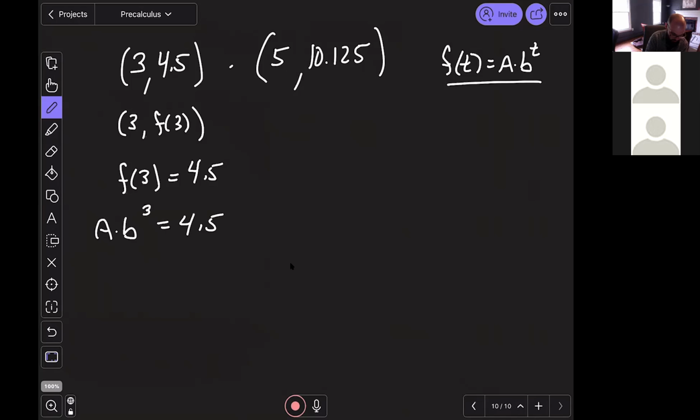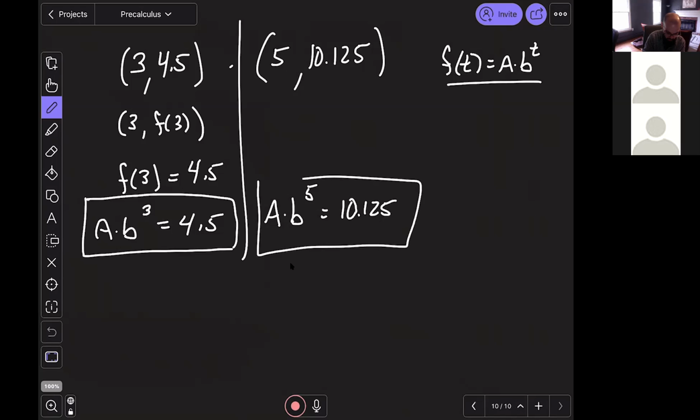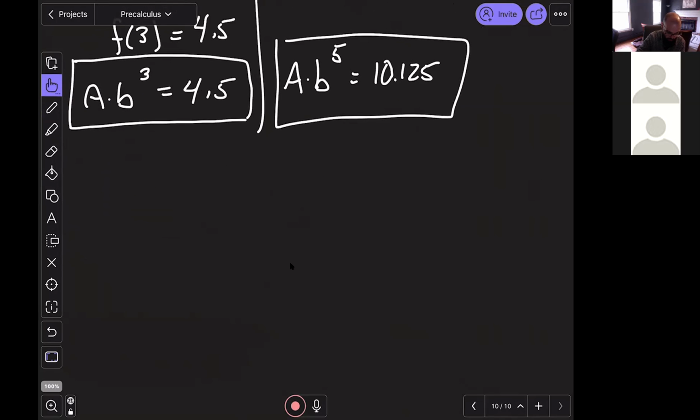So just from this one data point, the information that I get is that this equation has to be satisfied. A times b cubed has to be 4.5. And then similarly for this one, when I plug in 5, I would get a times b to the 5th, and I know that has to be equal to 10.125. So now what I'm given is these two equations that I have to work with.